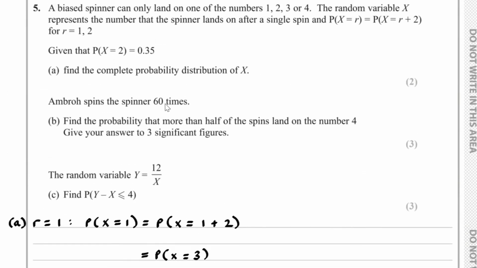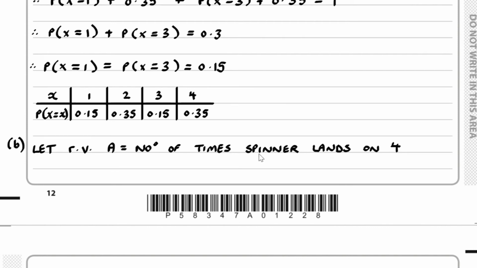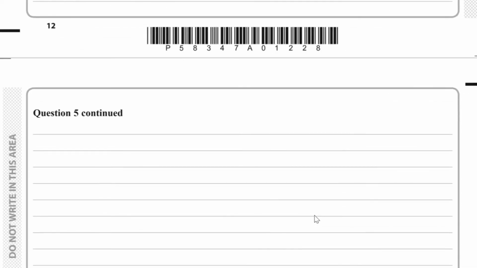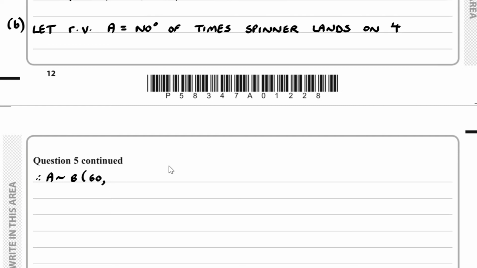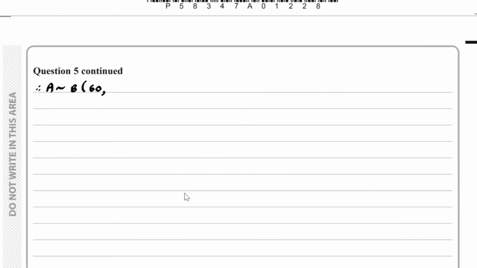Next, for part B, Ambro spins the spinner 60 times, and we have to find the probability that more than half of the spins land on the number 4. Give your answer correct to 3 significant figures. Well, for part B, if we let the random variable A equal the number of times the spinner lands on 4, again each event is independent and we've got a fixed number of trials, we can therefore conclude that A follows a binomial distribution with parameters 60, because it's spun 60 times, and the probability that it lands on 4 is 0.35.